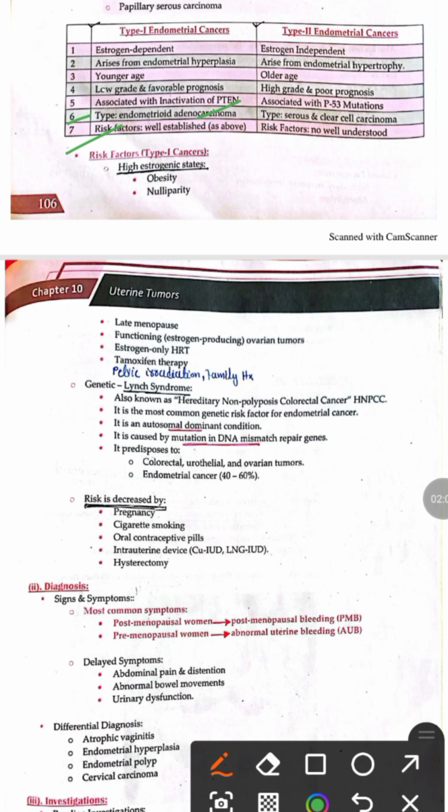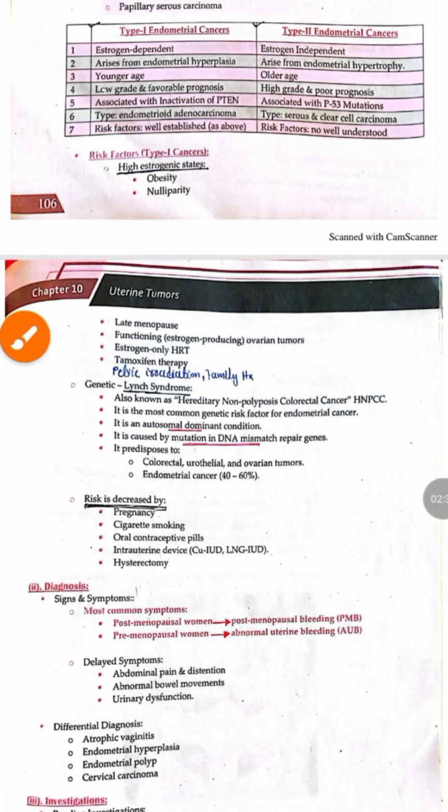Type 2 endometrial cancer is also known as estrogen independent carcinoma, and it arises from the endometrial atrophy, and it occurs in older age, and it is a high grade carcinoma. That is why it has a poor prognosis, and it is associated with mutation of the tumor suppressor gene, that is the p53 gene mutation, and it includes the serous cell and clear cell carcinoma of the endometrium. The risk factors for type 2 endometrial cancer are not well understood.